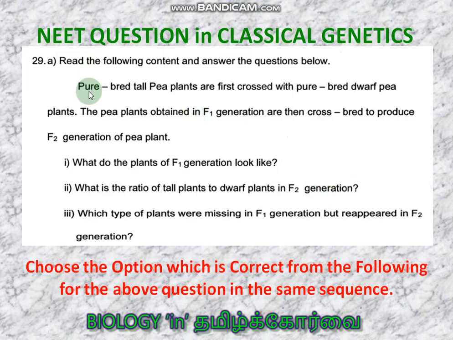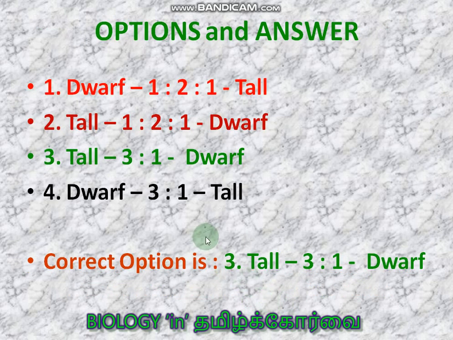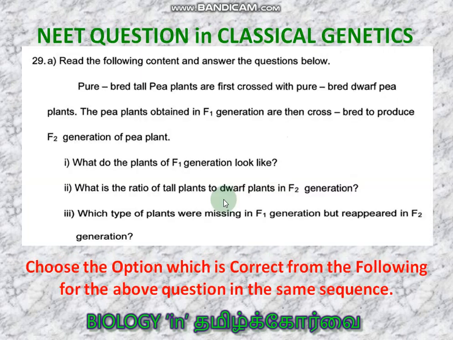Now the same question, the NEET question in classical genetics, can be asked with one more sentence here: choose the option which is correct from the following for the above question in the same sequence. So all the answers from these three questions are given in the same sequence. That particular option you have to select.